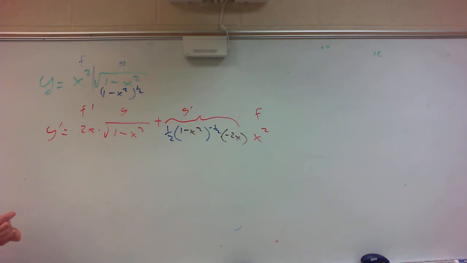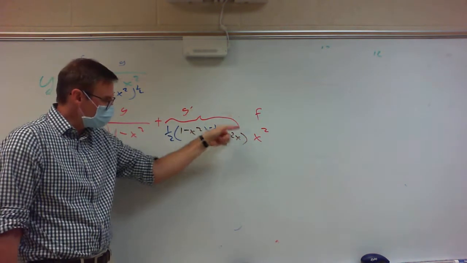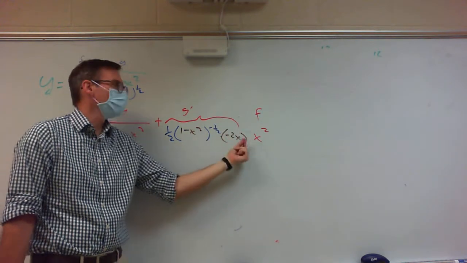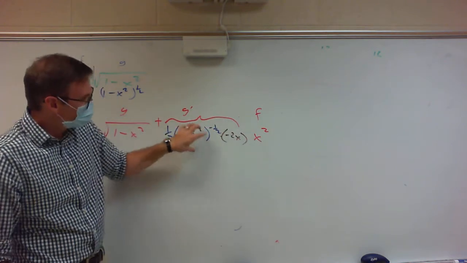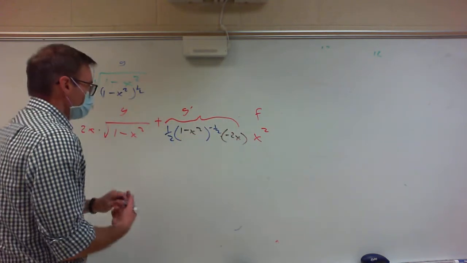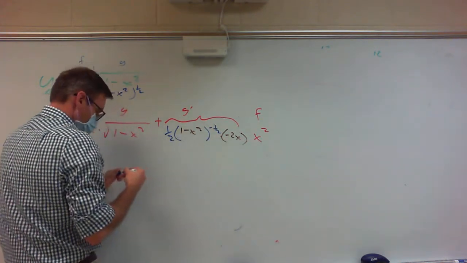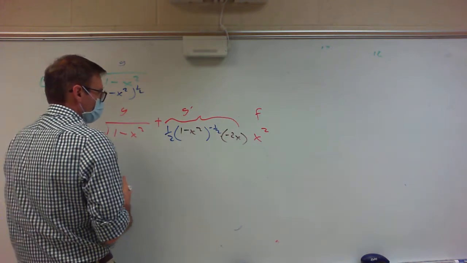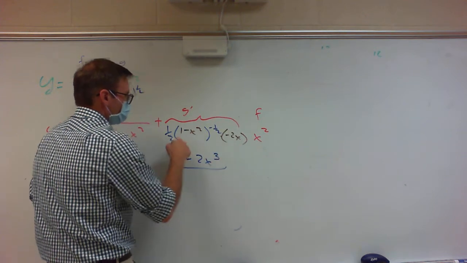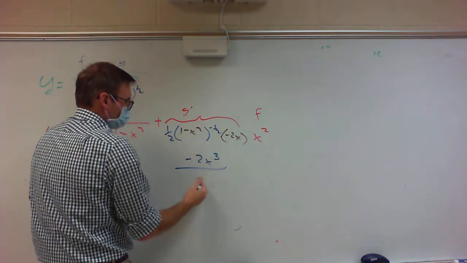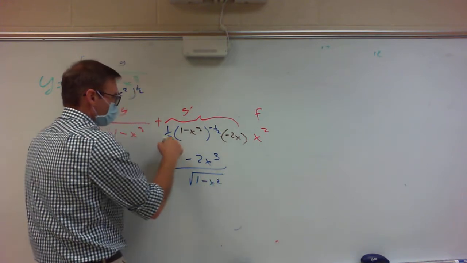So how do we go about cleaning it up? Well, really nothing I can do with this. But this side I can do some work. Like obviously I'm going to get a negative 2x cubed. That's going to go on top. This is going to go on the bottom. So I'll just go ahead and write that down. So I'll put the negative 2x cubed on top. This goes in the bottom, so this is going to give me the square root of 1 minus x squared. And then there's a 2.